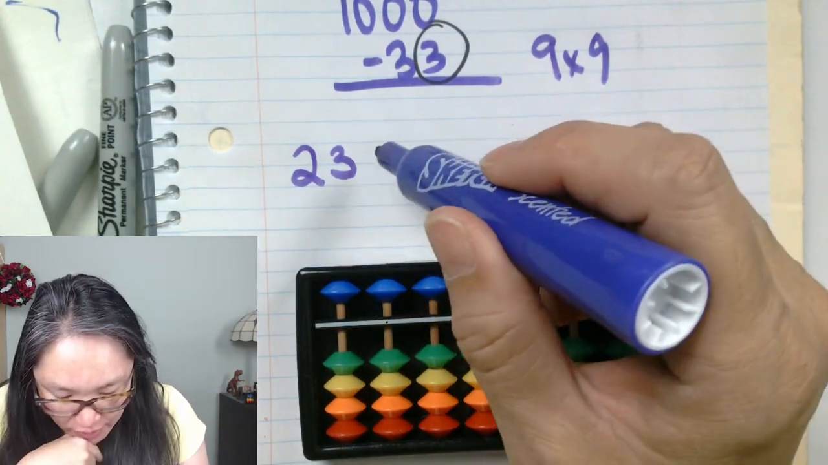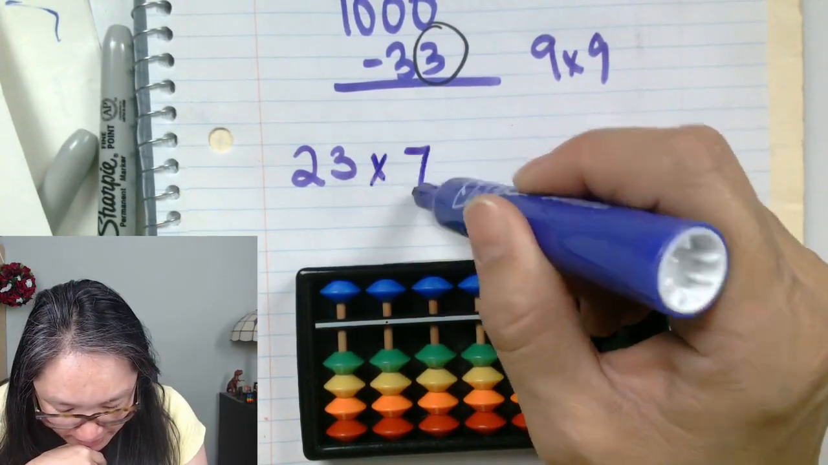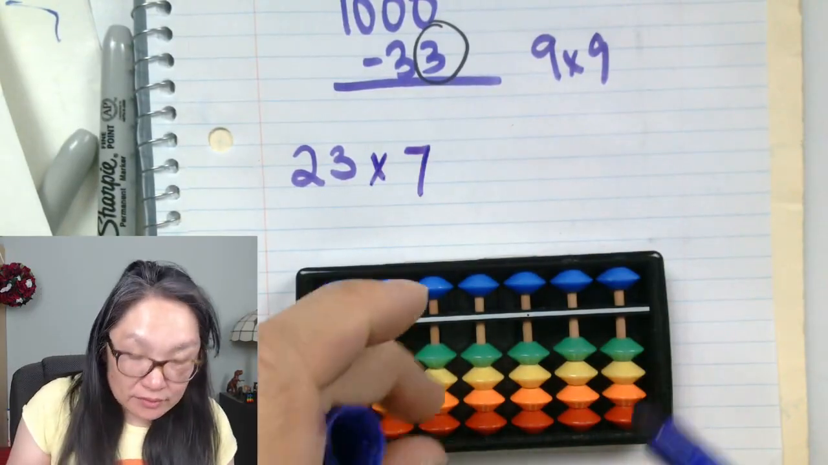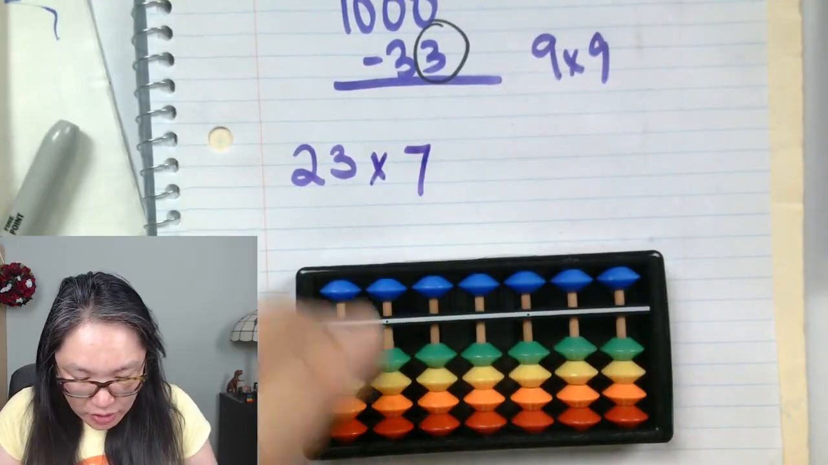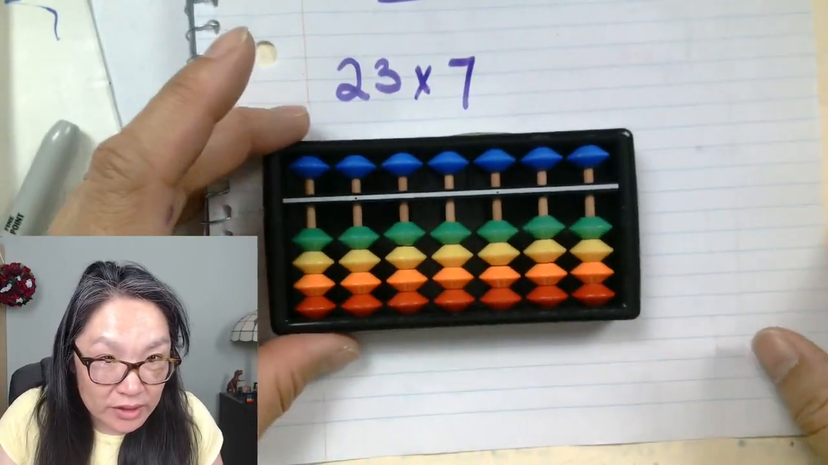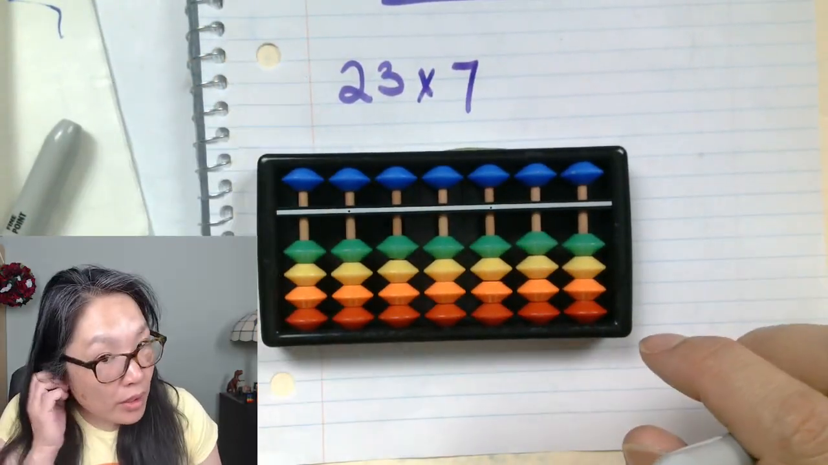So we can do 23 times 7. Let's do that. That's the easy one. Why is it easy? I will show you how easy it is. So the first thing on the abacus is to understand where we are going to put our numbers.